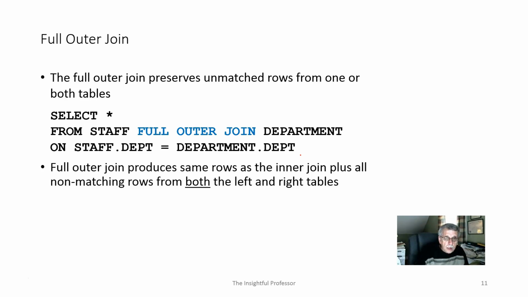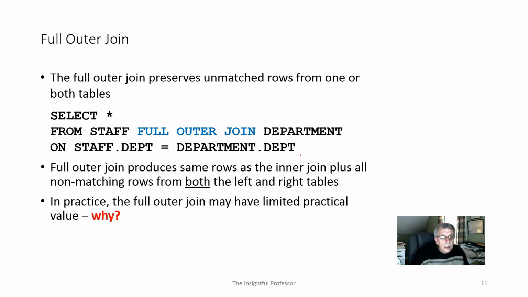However, I bring to your attention a couple of important points. The full outer join again produces the same rows as we'll see in the inner join plus extra rows from both the left and the right. But the question that I raise to you is, well, I say in practice the full outer join may have only limited practical value. Why is this the case? Why would the full outer join be not as useful as the left or the right outer join? Think about that for a moment.